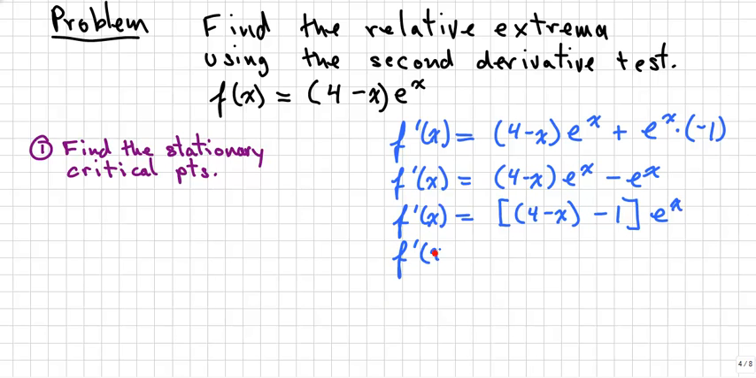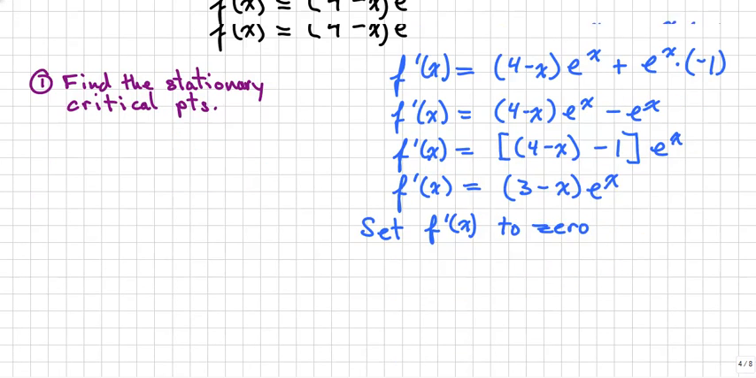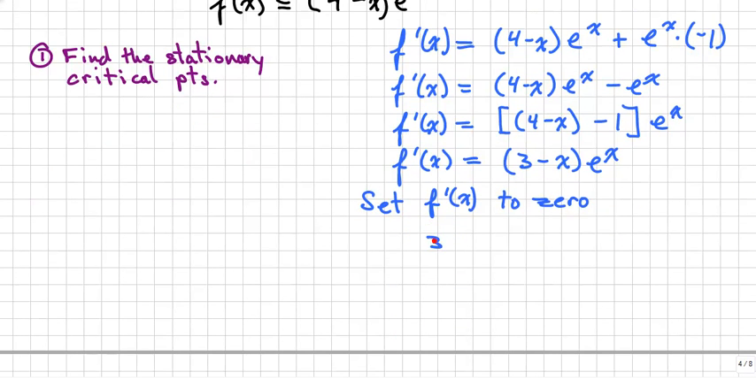We get a really similar function, except it looks like this. Inside here, 4 minus x minus 1 is basically 3 minus x. And we still get e to the x. So our first derivative looks pretty similar to our original function. So we're going to set to 0. And we're going to solve. So let's see, we get 3 minus x, that quantity, times e to the x is equal to 0.